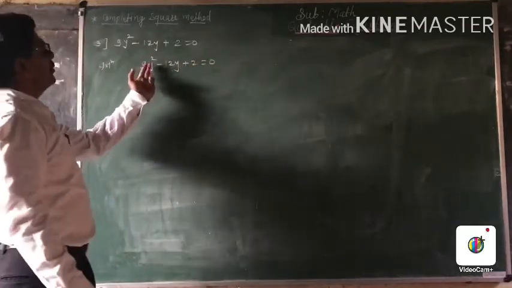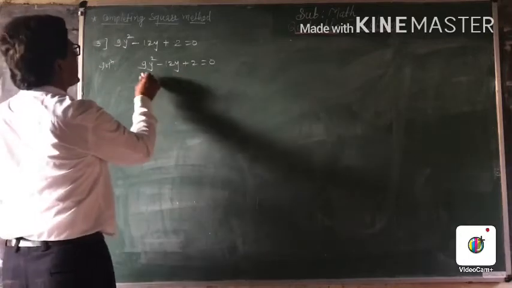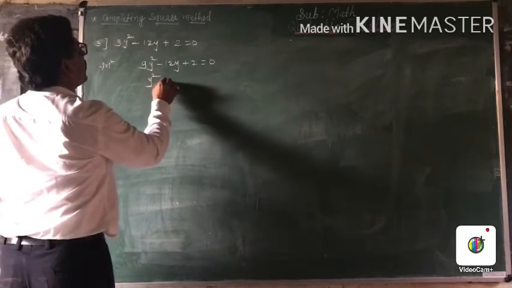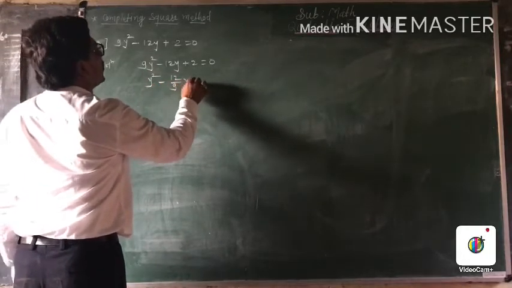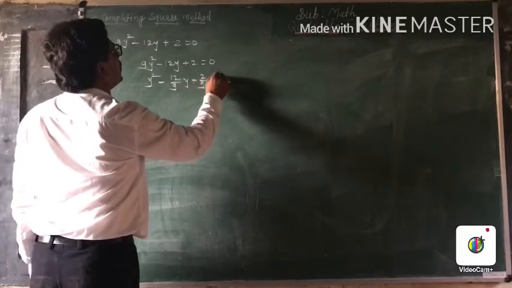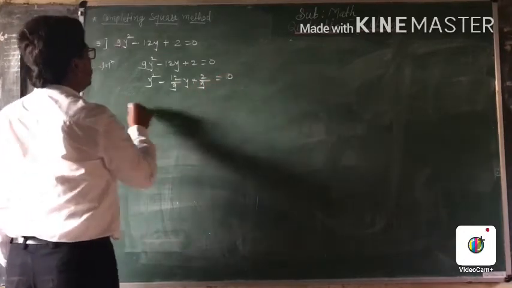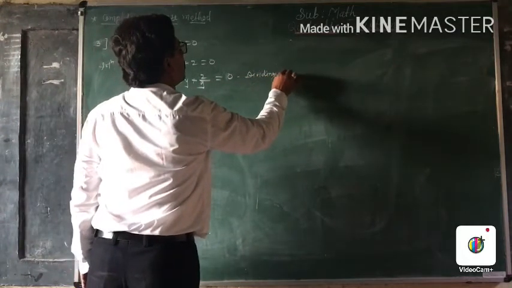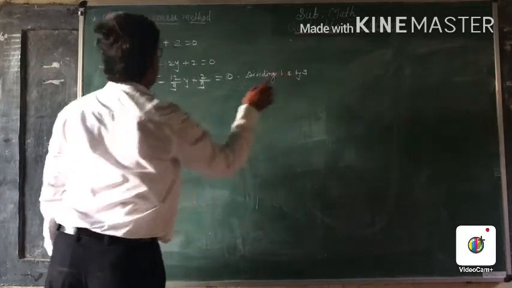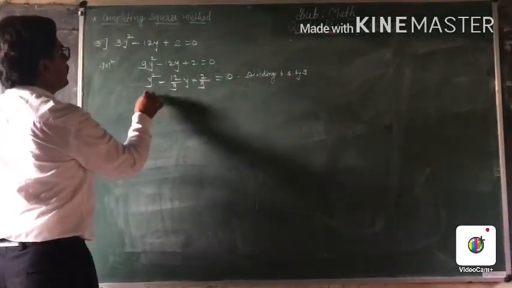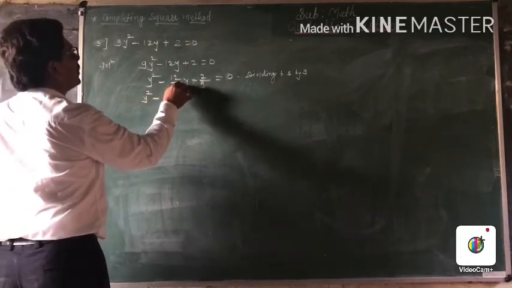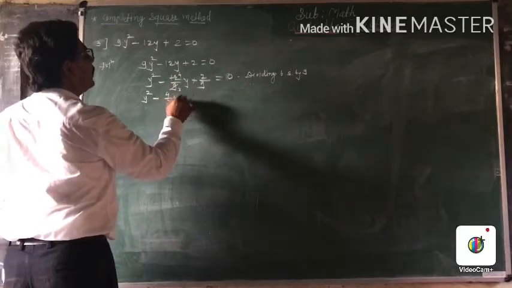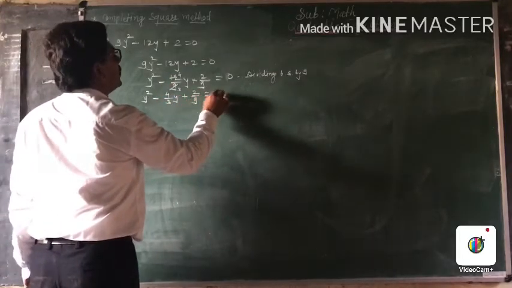Now make the coefficient of y square equal to 1. Therefore, dividing both sides by 9, this becomes y square minus 12 by 9 y plus 2 by 9 is equal to 0 divided by 9, which is 0. Here the simplification gives y square minus 4 by 3 y plus 2 by 9 is equal to 0.